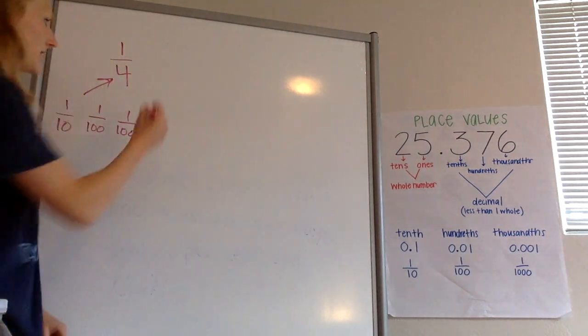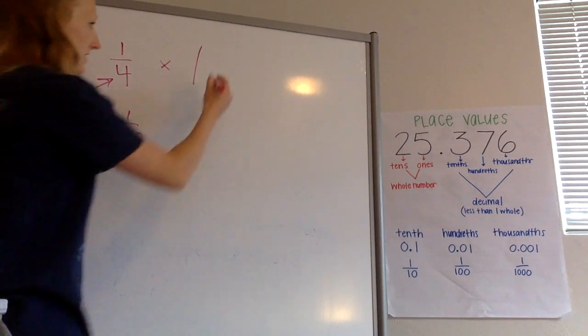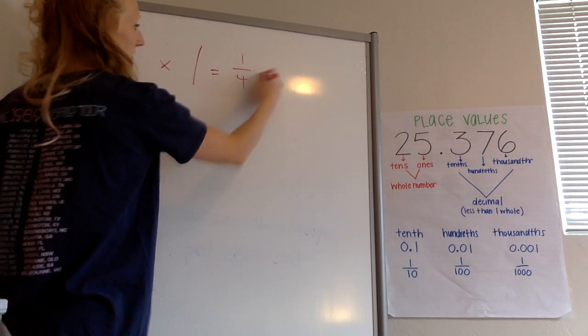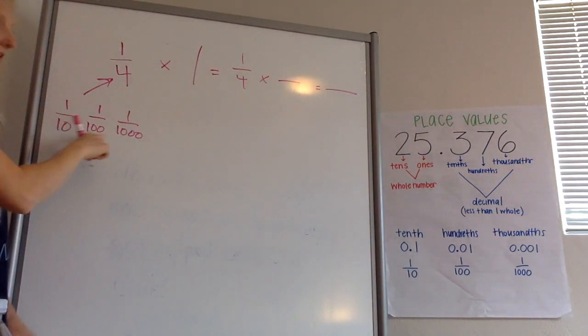So let's think about how we can do that. We're going to multiply by 1 whole to make it an equivalent fraction, which means we need to do 1/4 times something that will give me either a tenth, a hundredth, or a thousandth.